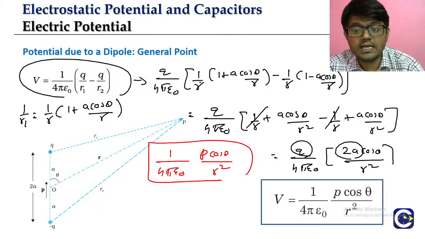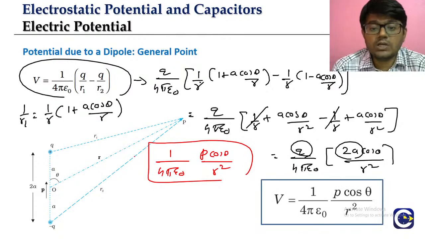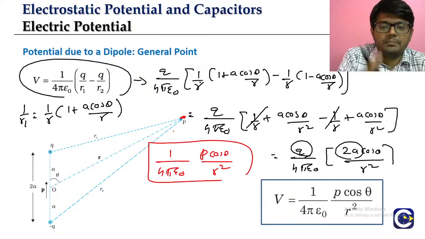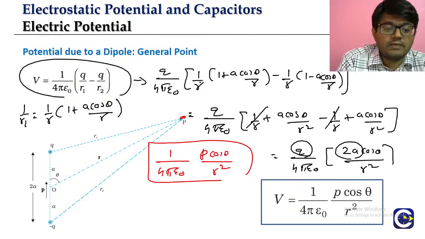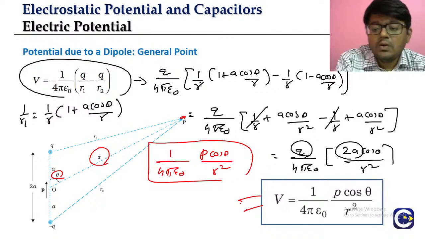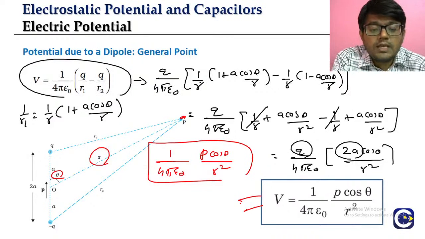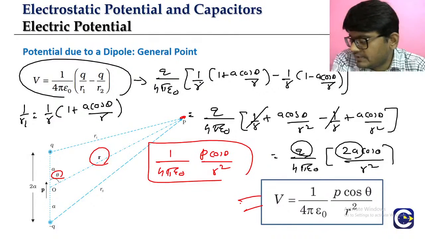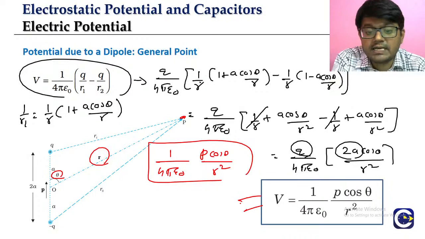So this is the potential because of a short dipole at a general point. The general point is represented by r, the distance of the point from the center of the dipole, and theta, the angle between the position vector of the point and the dipole moment vector. Then the potential at that particular point is 1 by 4 pi epsilon naught p cos theta by r square. So this is the potential at the general point.